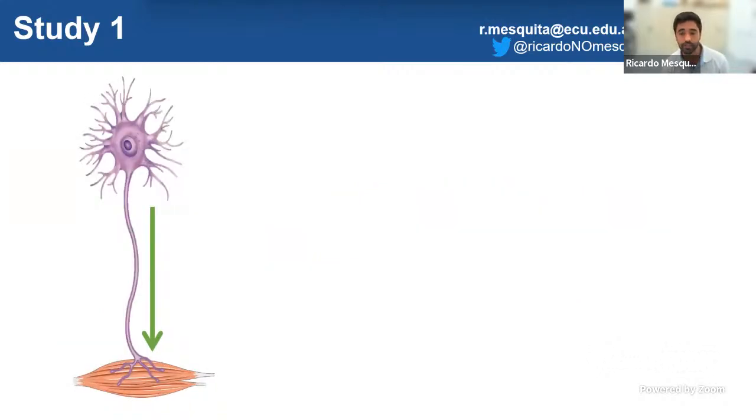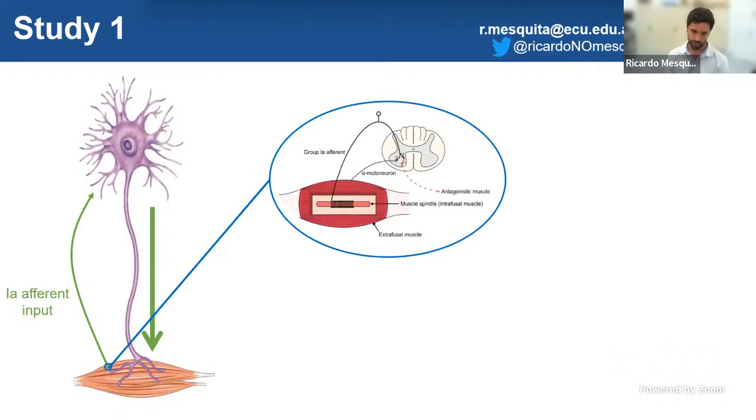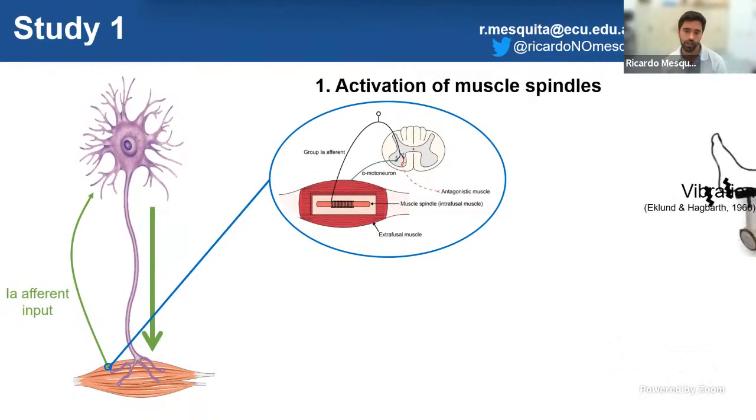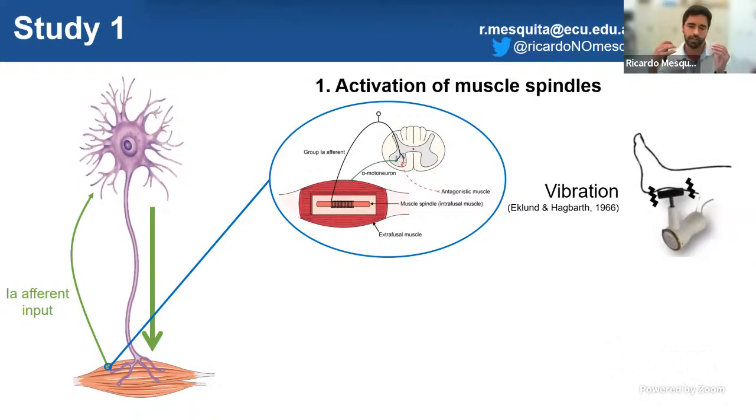And how did we do that? So we know that 1A afferents are depolarized by the activation of muscle spindles. Maybe some of you have heard about muscle spindles. They are muscle receptors that are sensitive to muscle stretch or lengthening in our muscles. So option 1 to get these sensory fibers firing would be to use vibration, because vibration basically evokes lots and lots of little stretches that activate these muscle spindles.